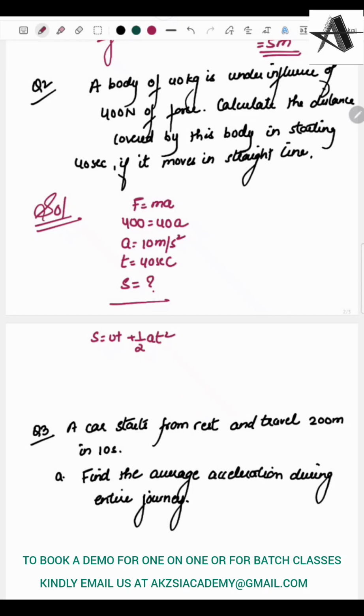Initial velocity was 0, so I'm taking it as 0. So s is equal to half, a is 10, time is given as 40 seconds, 40 squared. This will be 5 times 1600. That will give you the answer as 8,000. 8,000 meters or 8 kilometers.